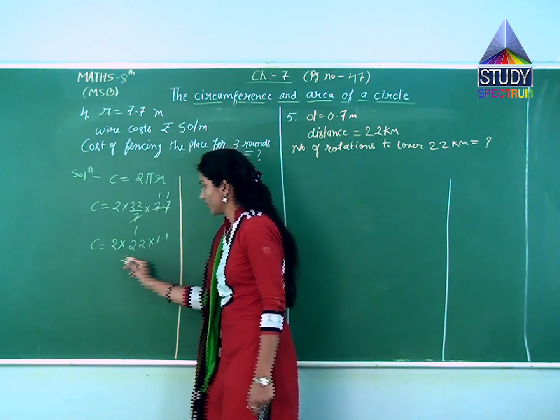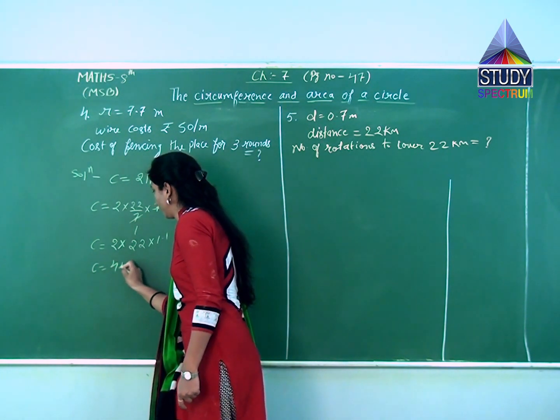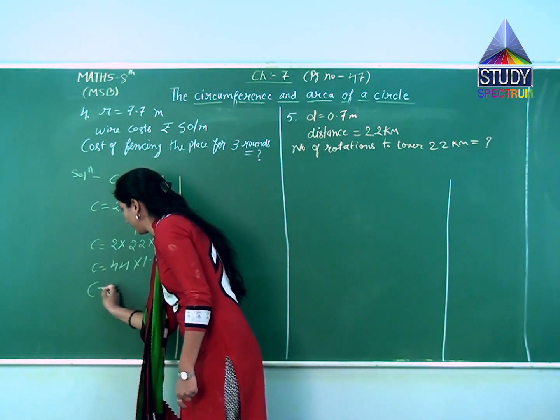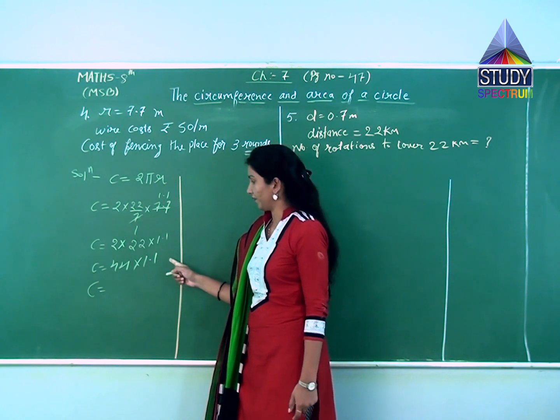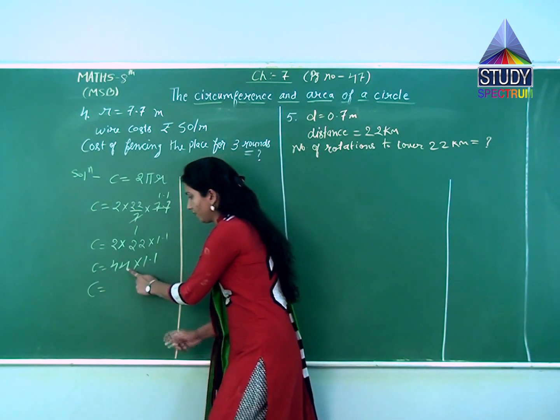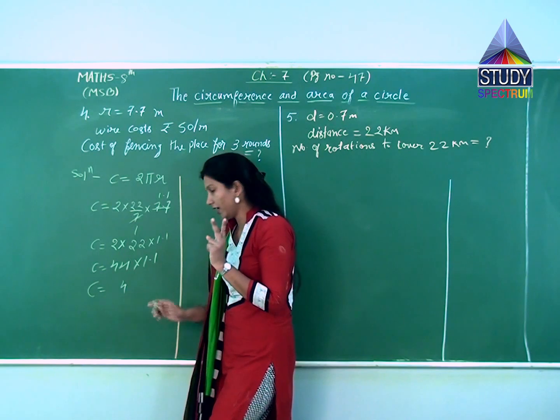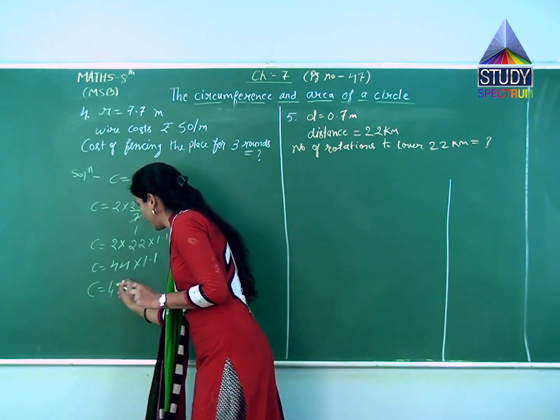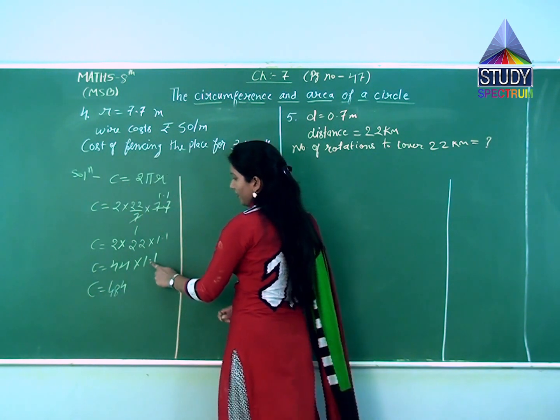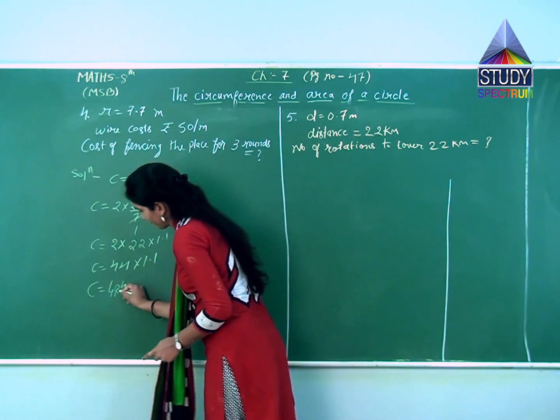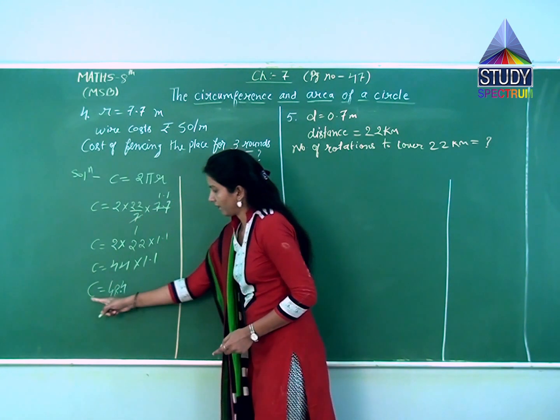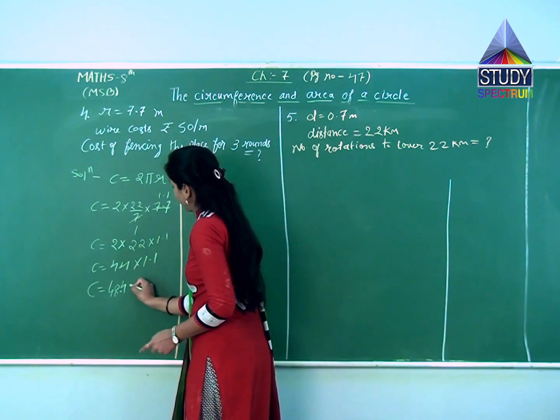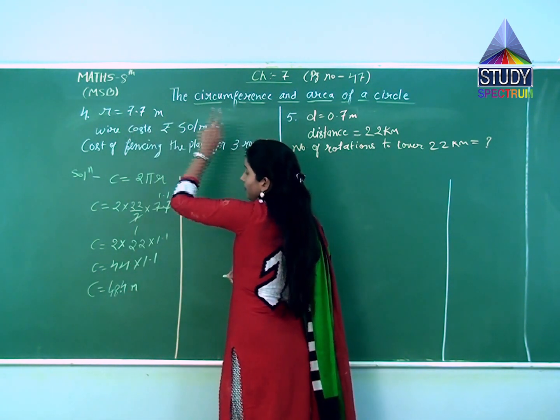Now 2 twenty-twos are 44, into 1.1. On multiplying 44 into 1.1: 11 fours are 44, 4 carry, 11 fours are 44, 44 plus 4 is 48, and the decimal will be here. So our circumference will be 48.4 meters, because our radius was in meters.